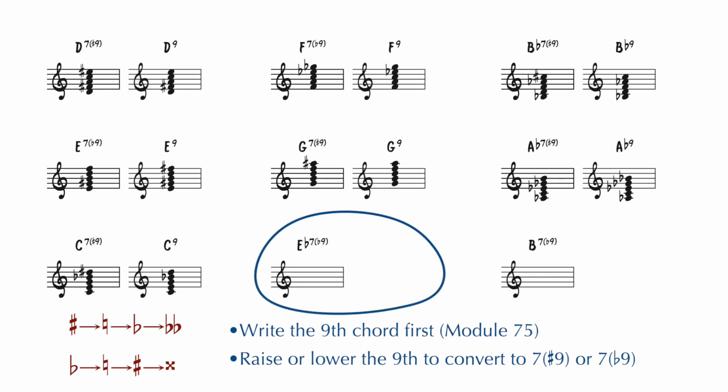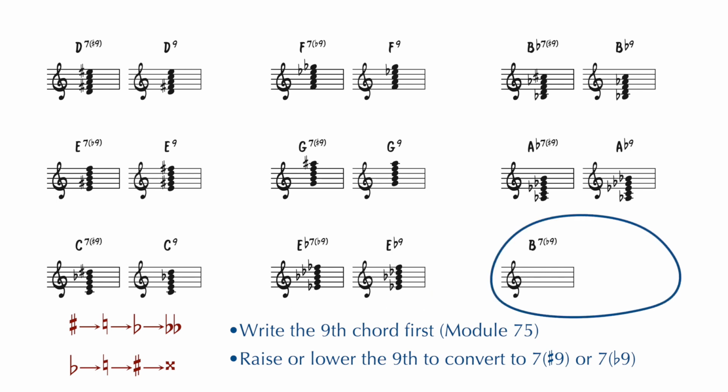Number 8, E flat 7 flat 9. First write an E flat 9 chord. That's going to be E flat, G, B flat, D flat, and F. This is a flat 9, so we lower the ninth of the chord. The ninth is F. It becomes F flat. And now we have E flat, G, B flat, D flat, and F flat. E flat 7 flat 9.